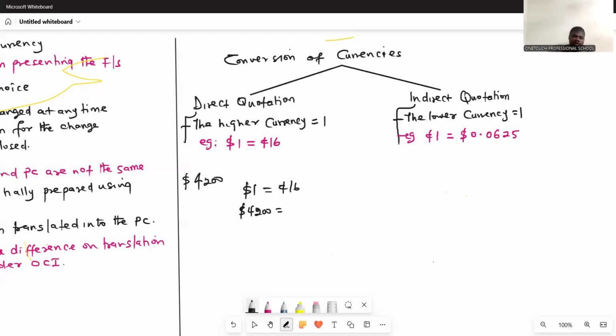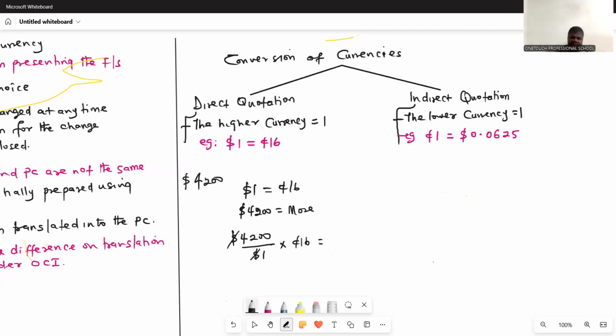If more, then the lesser you divide. Is that not it? So 4,200 over $1 times what? 16. Did you get it? It's $1, so the dollar will cancel itself. So the answer will be in cedis. In other words, we multiply. I use the class 4 approach.